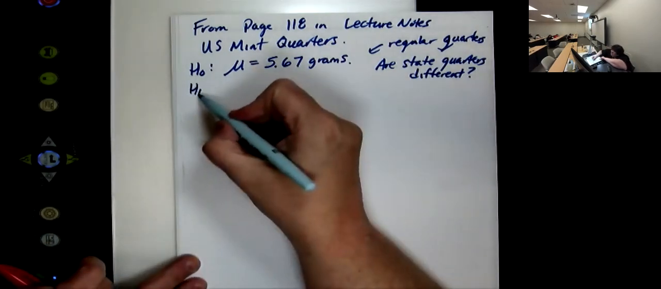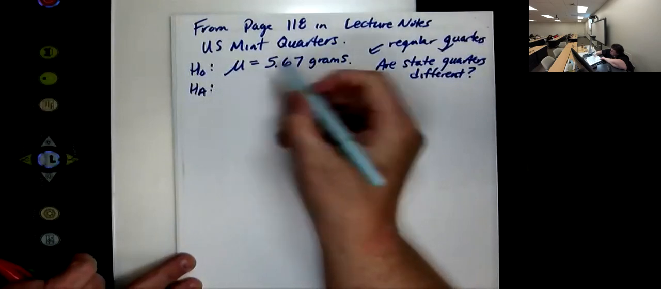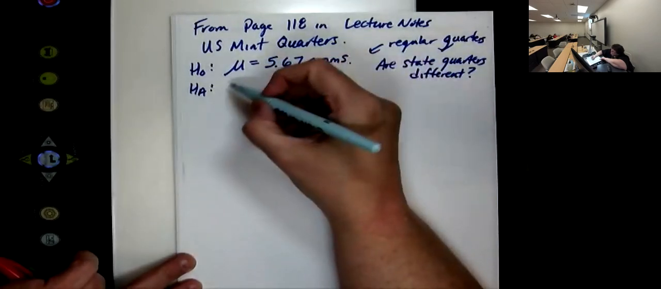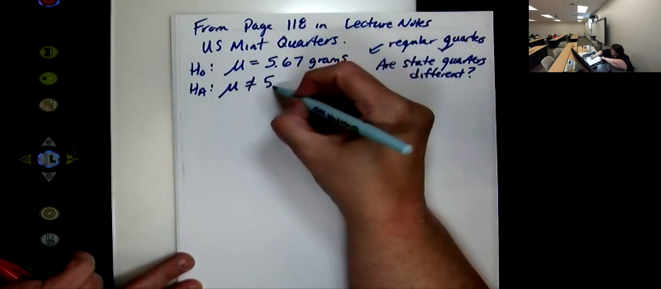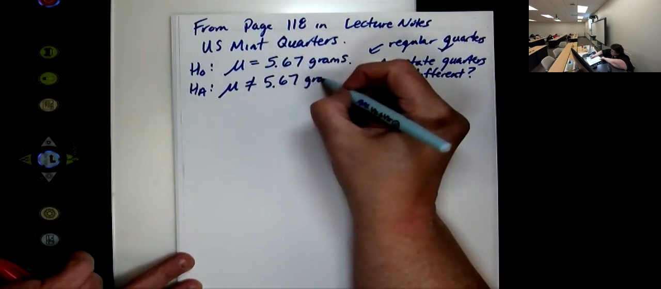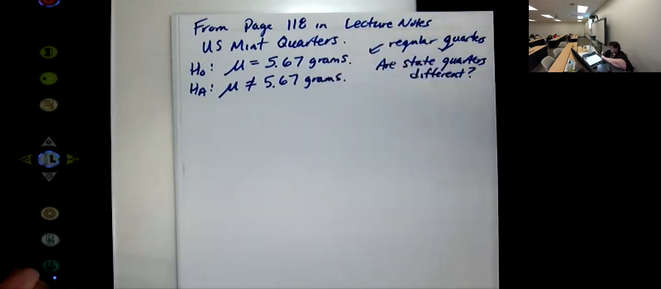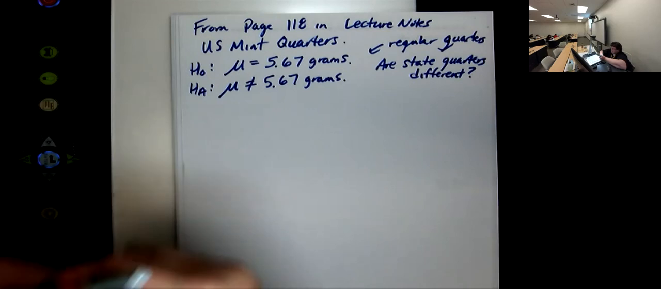So they want to know if the average weight of state quarters is different. So different would be not equal to 5.67 grams. That's actually my step one right there. Bam.